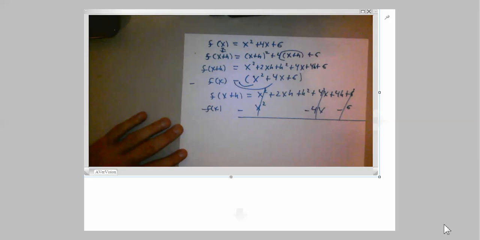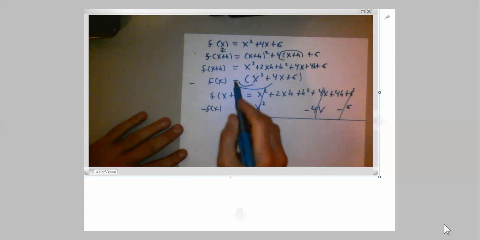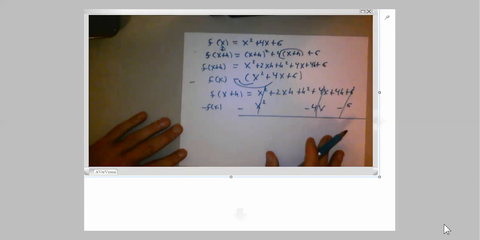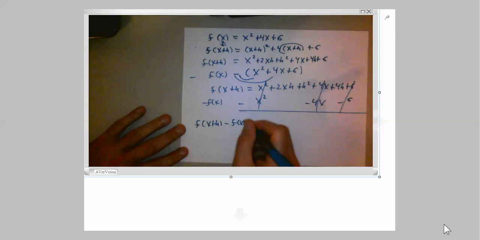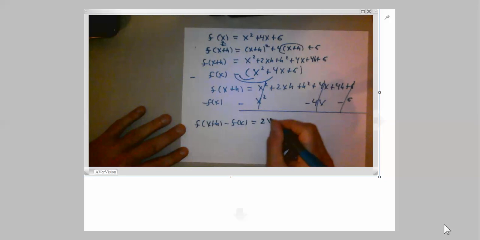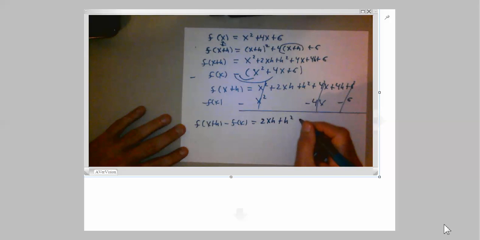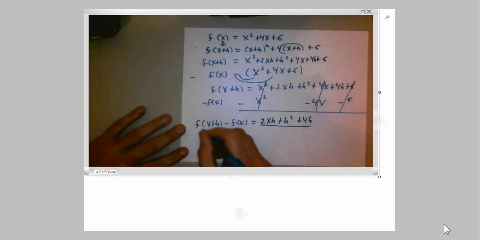okay, and I just recopied this over here, f of x plus h minus f of x. I just distribute the minus sign to f of x. So I'm left with f of x plus h minus f of x is going to be equal to 2xh plus h squared plus 4h. And to get the difference quotient, I'm going to divide everything by h.